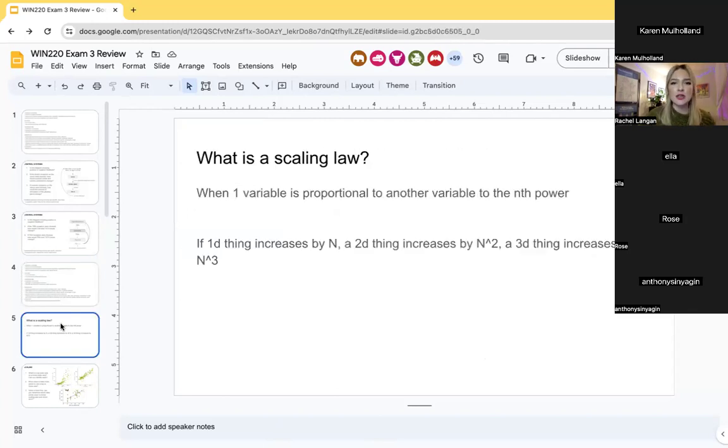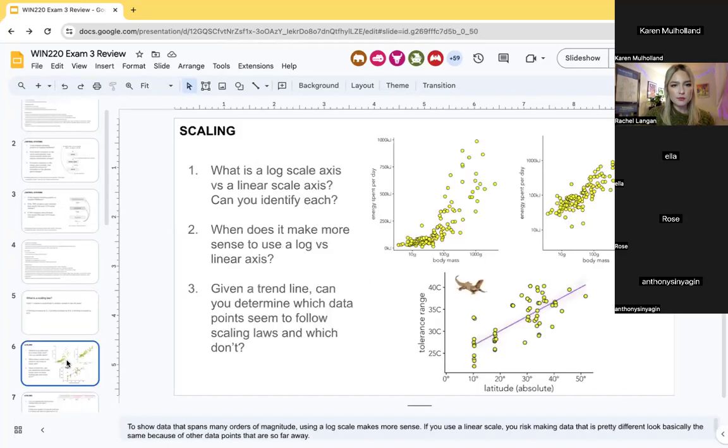So a scaling law in biology is when you look at one variable, it's proportional to another variable to the nth power. And the degree of the proportionality depends on whether it's a one-dimension thing, a two-dimension thing, or a three-dimension thing. So that's kind of what we're talking about with scaling laws. So first, let's talk about log versus linear axes. First, you need to know what is a log scale axis versus a linear scale axis, and can you identify each if you're given some graphs as examples.